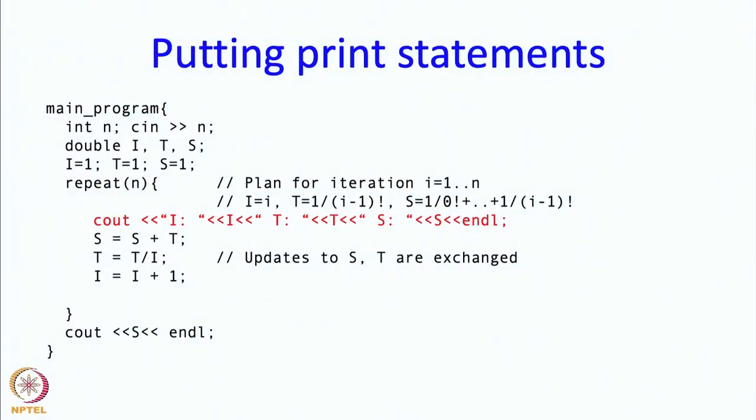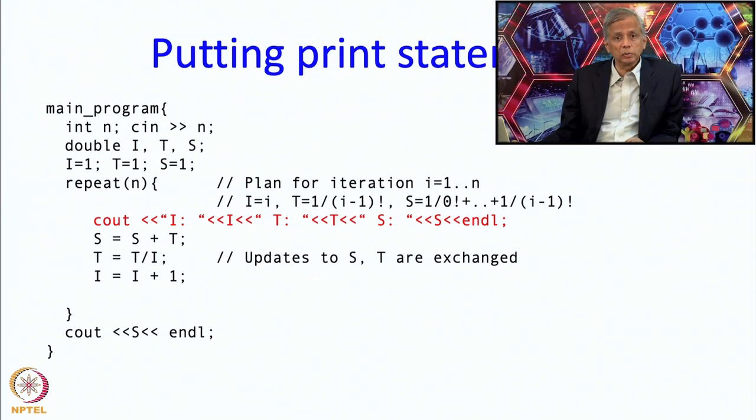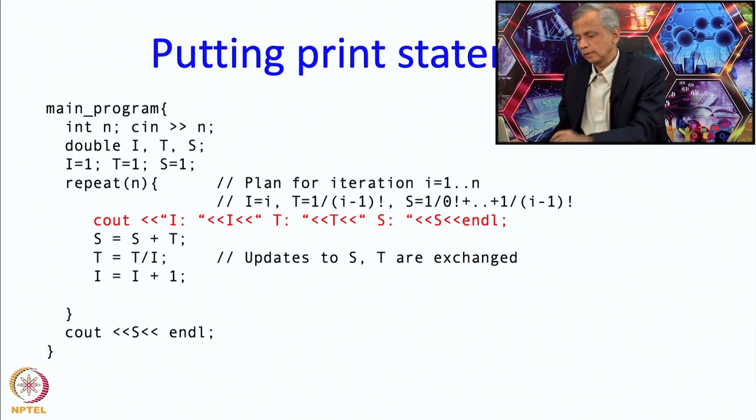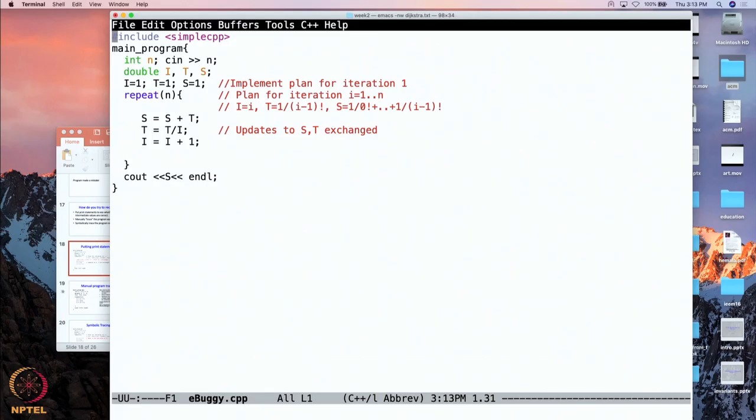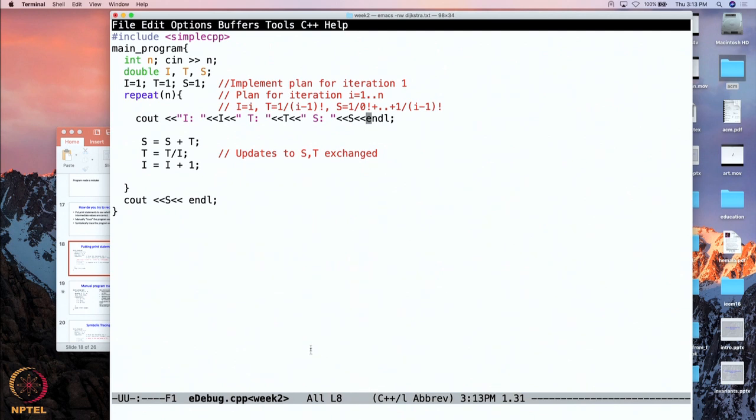Okay, so what do I mean when I say I put print statements? Well, this red line. We should remember that it's usually convenient to put print statements at the beginning of the loop. That is because our plan has also been made for the beginning of the loop. So we can look at the values that get printed, and we can look at the plan and we can see whether everything is fine. So our plan contains variables capital I, T and S. Those are the variables that we are going to print. Okay, so let's again see this in action. I have put in the statements in a program called edebug. So this here is the line where the print statements are.